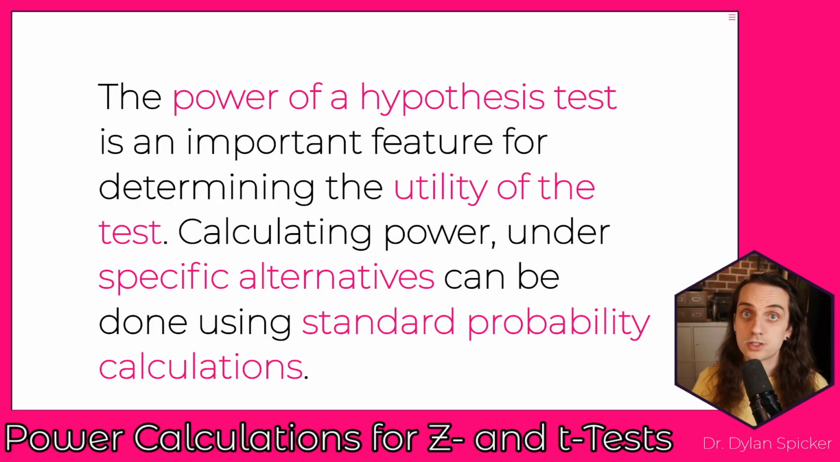If we're underpowered, we should probably rethink distributing our resources elsewhere. But if there's sufficient power, then we're going to be really confident when we run the test that if we're finding a result, then it's probably a true result, supposing we have our alpha and our power balanced out very nicely.